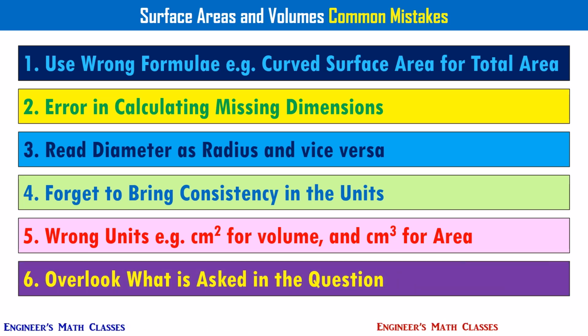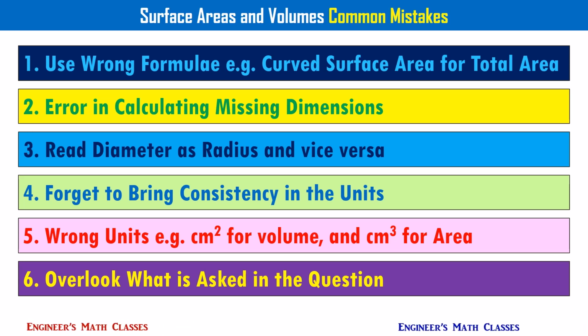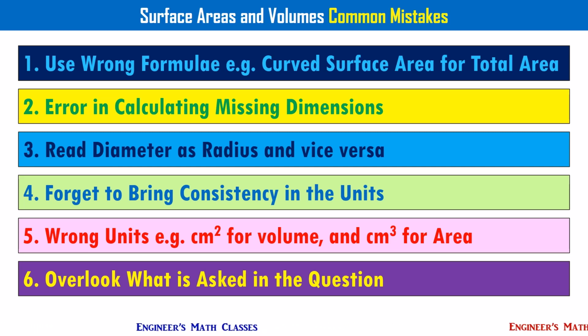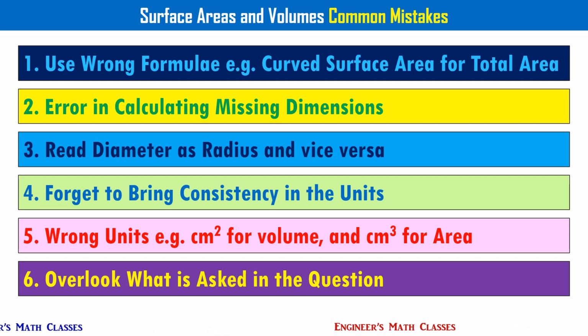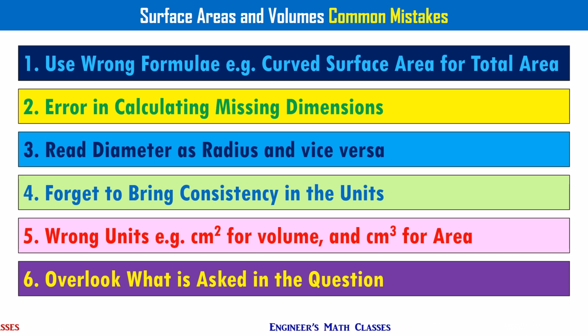The last one is overlooking what is asked in the question. For example, if the problem is asking for the mass of liquid that you can fill in a given frustum of cone, you need to first calculate the volume and then convert the volume into mass using the density. If you stop the problem at just calculating the volume, you are losing the last step, and instead of mass you are just giving the volume. So make sure that you don't lose sight of what is being asked in the question before wrapping up your answer.